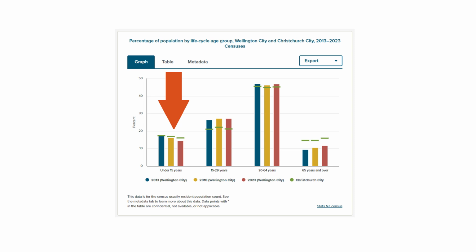Although the percentage of the Christchurch City population that are under 15 years of age has also declined, the difference between these values for Wellington City and Christchurch City has widened, which you can see by the green line no longer overlapping the 2018 or 2023 columns for Wellington City, and the gap between the column and green line being larger for 2023.